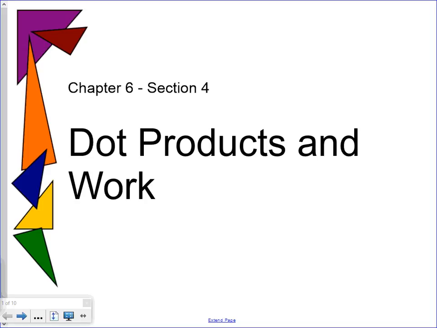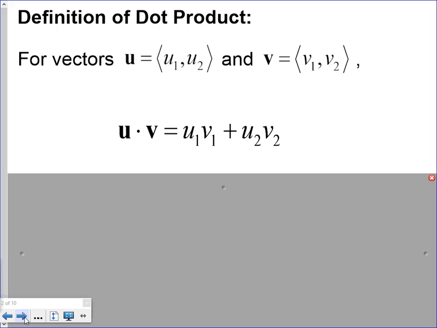We're going to go ahead and begin our notes for Chapter 6, Section 4, Dot Products and Work. I'll begin by saying that a dot product is an opportunity for us to multiply two vectors together. If you think back to vector operations that we did earlier in Section 6.3, we did scalar multiplication, vector addition and vector subtraction, and dot product is basically vector multiplication. Go ahead and take a moment to write down the definition of a dot product.